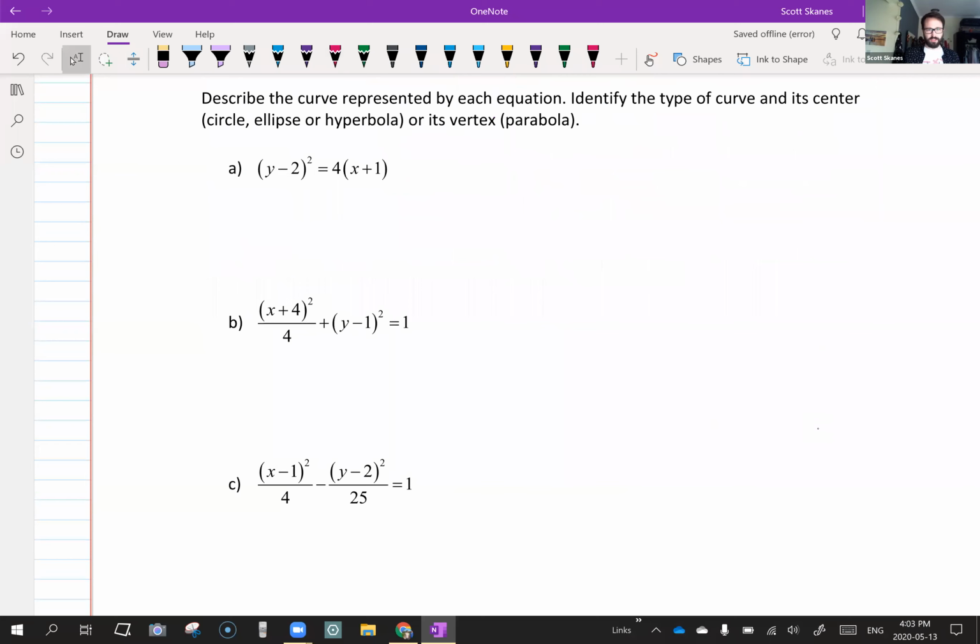Tom went through these if you watch the video, but because these questions are so important, I'm going to go through them again, especially because we have a little bit of extra time today, judging on how difficult this is, which is not very difficult. And we have time. I want to make sure that it's very clear in your head how to do this, right? So what we need to do is describe the curve represented by each equation. Identify the type of curve and its center or its vertex.